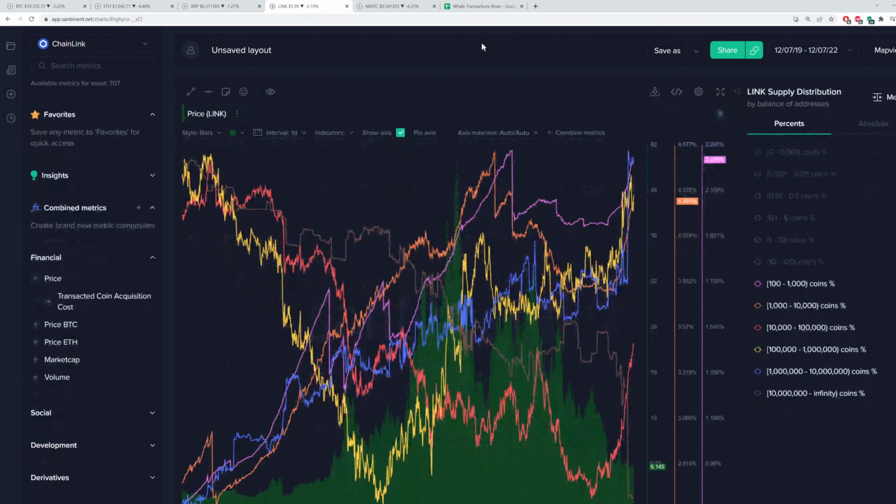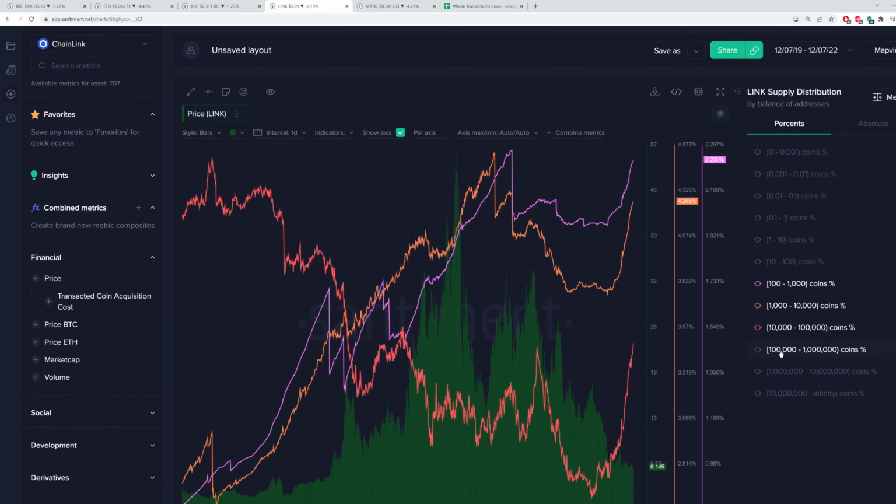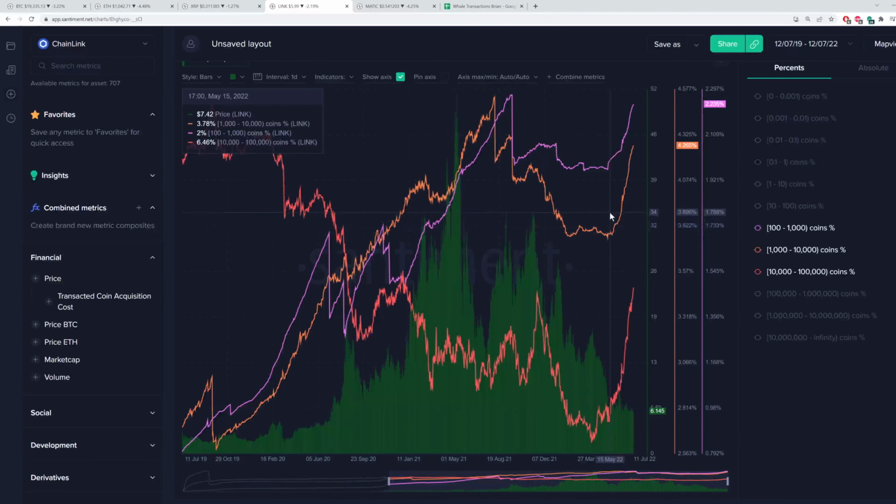Moving on to Chainlink, I've got a whole bunch of different tiers highlighted. I'm going to simplify it for just a moment and look at the 100 to 1K, which is really starting to move up as of the second week of May, along with the orange and red that are also doing the same thing right around the same time. So these all started to really go up high at once.